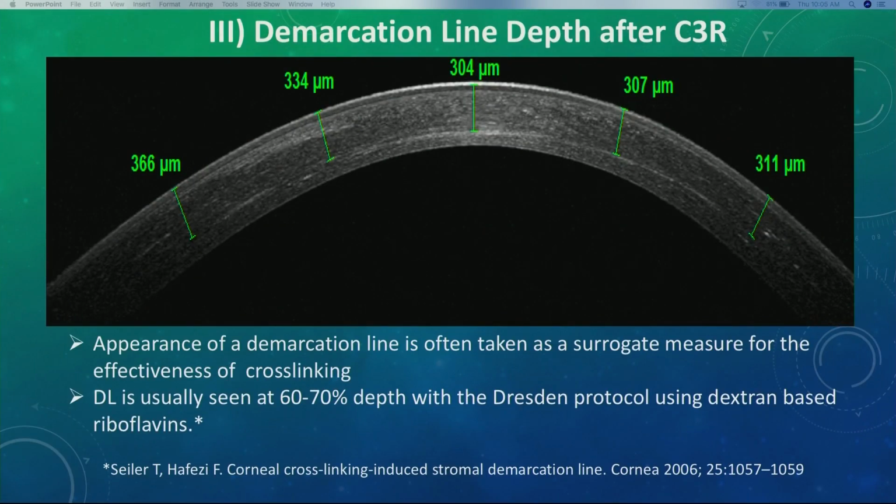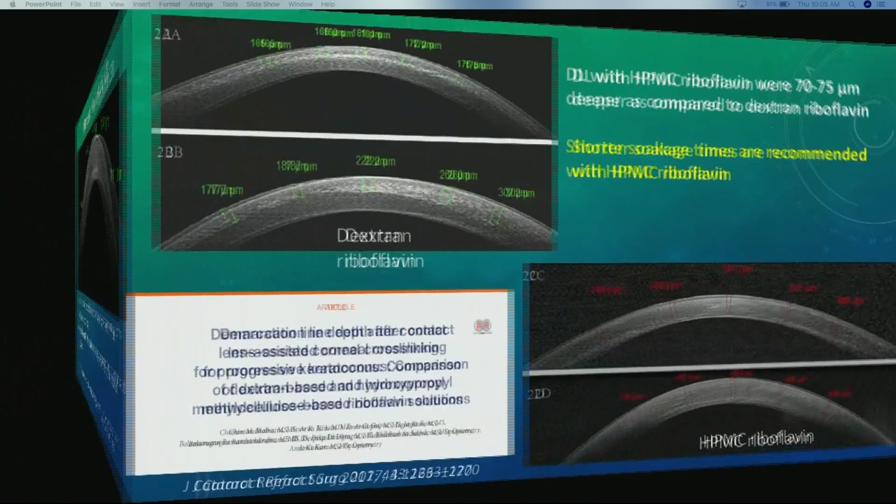Another place where it has helped guide our clinical practice is evaluating the demarcation line after C3R. The appearance of the demarcation line, which is seen as a hyperreflective line, is often taken as a surrogate measure for the effectiveness of cross-linking. And in most cases of epi-off C3R with the Dresden protocol, the demarcation line has been shown to be close to 300 microns, at 60 to 70% depth.